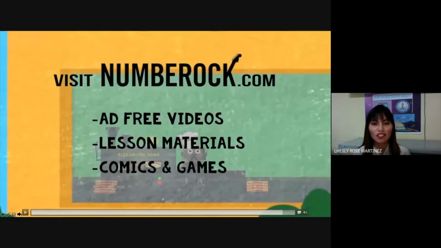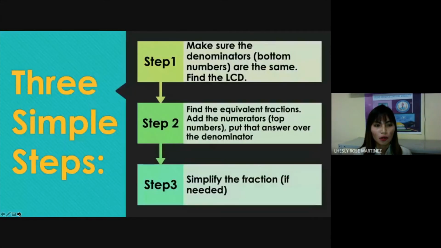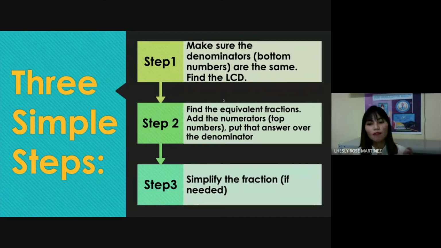Okay, so the video is all about addition and subtraction of fractions. So these are the 3 steps in adding and subtracting a fraction. Step 1, you need to make sure that the denominators, or the bottom numbers, are the same. So you need to find first the LCD if the fractions are dissimilar fractions. Step 2, you need to find the equivalent fractions. And then after that, you need to add the numerators and put that answer over the denominator. And then the last step, we simplify the fractions if needed.